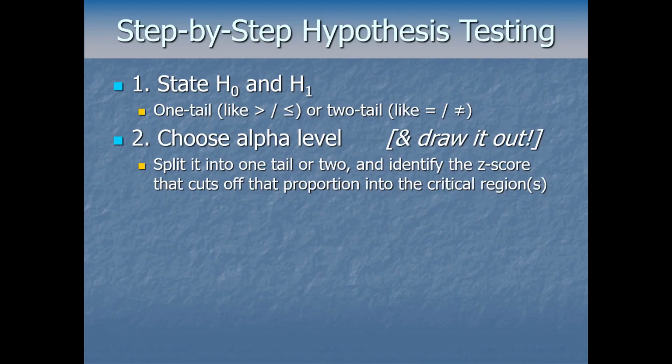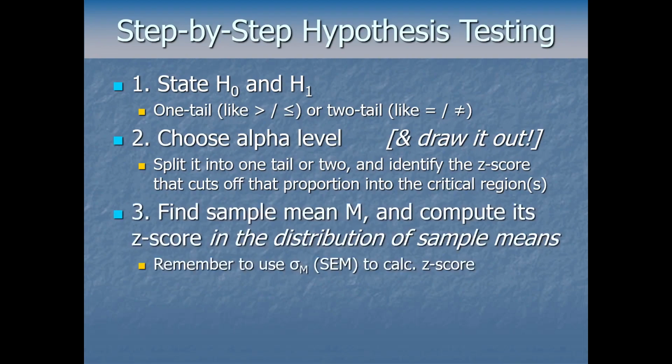And again, to do that, you can use a z-table to figure out what the z-score is that cuts off that proportion into the tail or tails. That sets up your critical region or your critical regions, right? And then at this point, you look at your sample mean. You've collected your sample, got its mean, and you want to compute its z-score in that distribution of sample means. In other words, how many z-score steps is your sample mean away from the middle of that distribution we laid out, that graph we made?